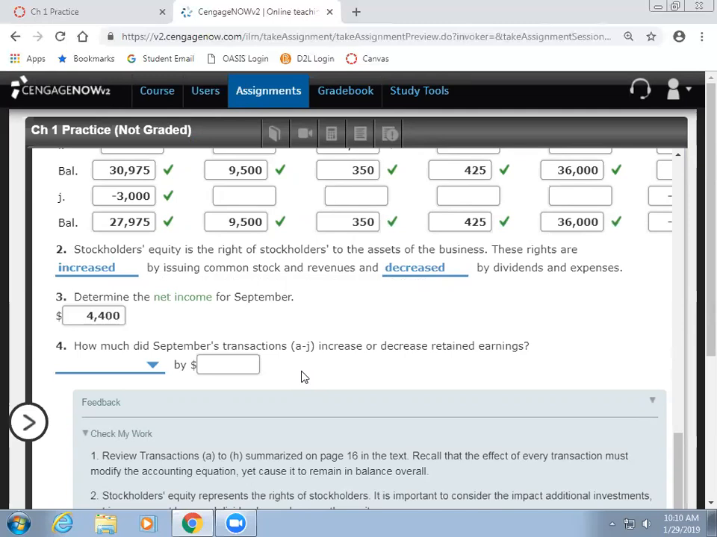In this case, we have no beginning retained earnings because we're a brand new company. So it's net income minus dividends. So we have net income minus, what was it, 3,000 in dividends? So we have 1,400 in retained earnings. So again, retained earnings, you'll always take beginning retained earnings plus net income minus dividends.